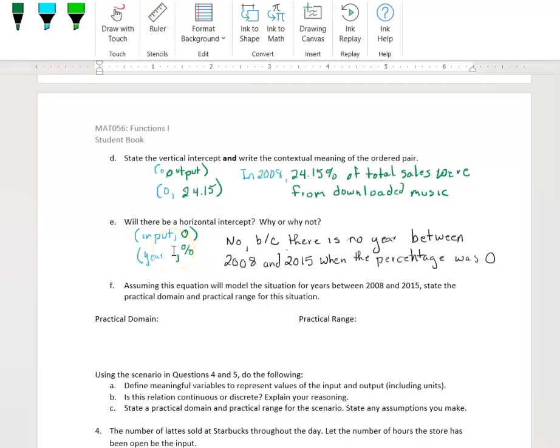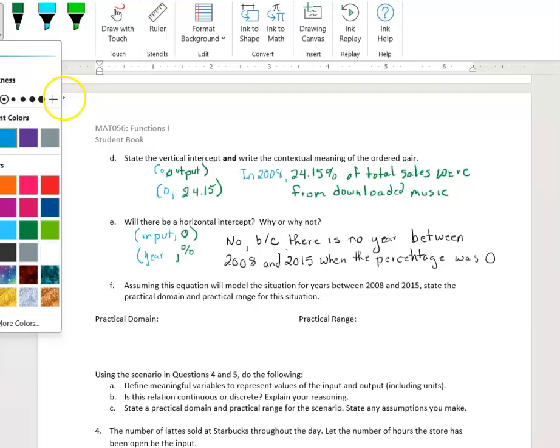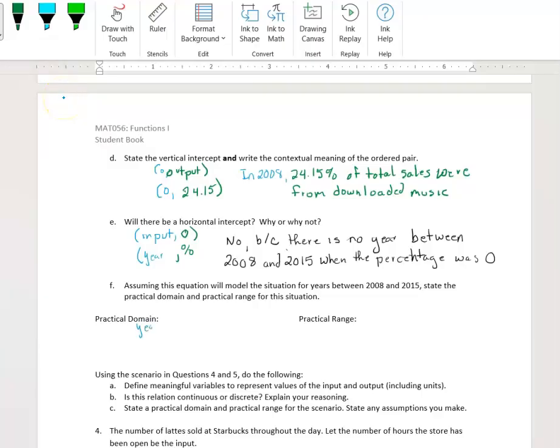So now we want to think about what is the practical domain. The practical domain, again, is our years, or years since. So we know this is going between 2008 and 2015. So we need 0 is less than or equal to t, which is less than or equal to 7, since 2015 is 7 years after 2008.